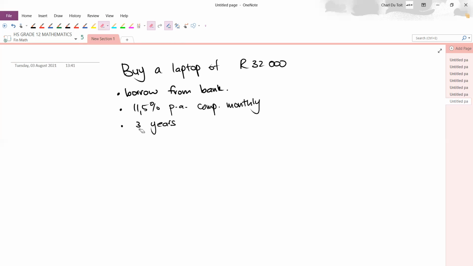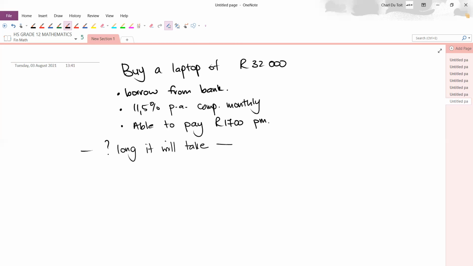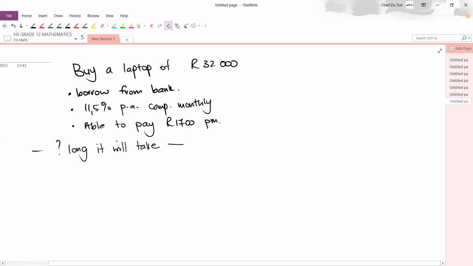No. That's going to defeat everything. We're going to tell them that we are only able to pay, let's say, 1,700 Rand per month. That's the maximum we can pay. And they said, no problem. They will work out how long it will take. How long will it take to actually pay off this laptop?